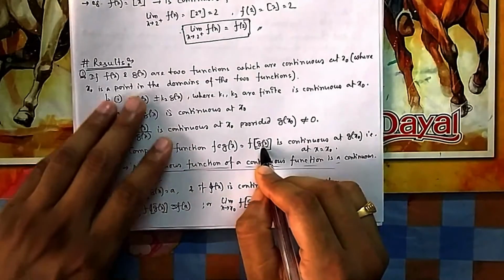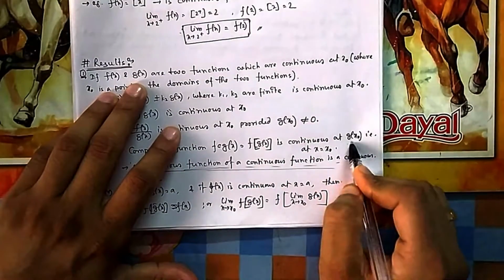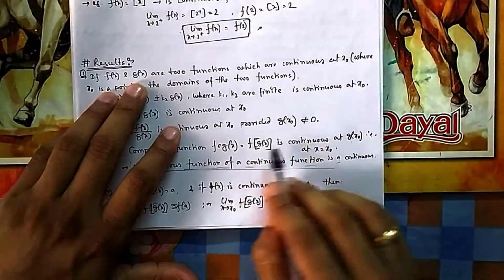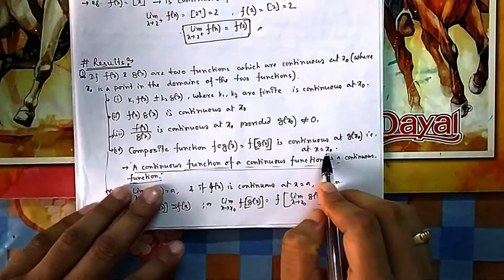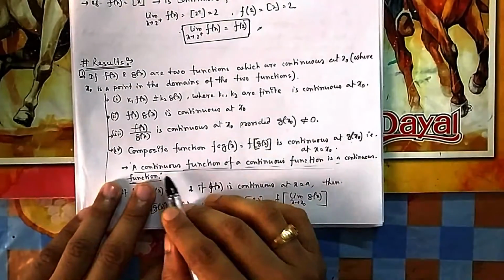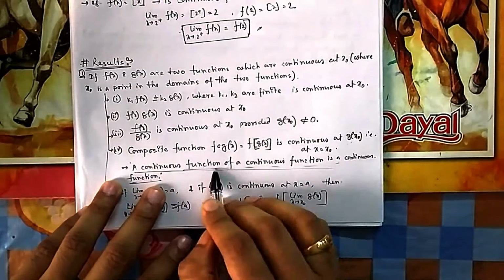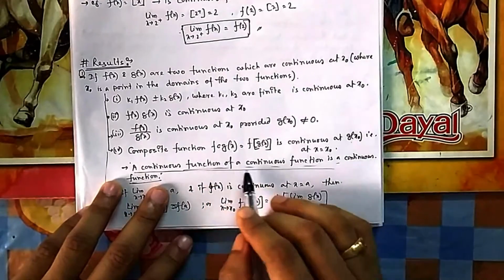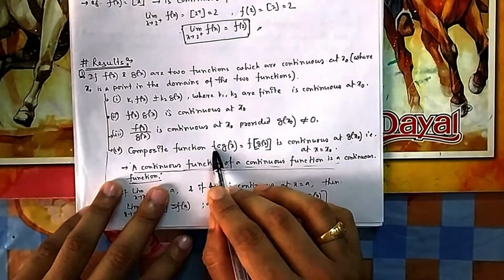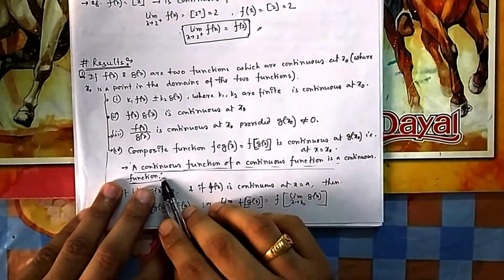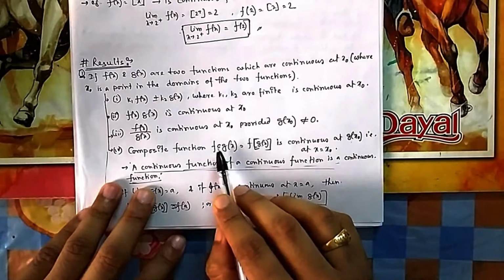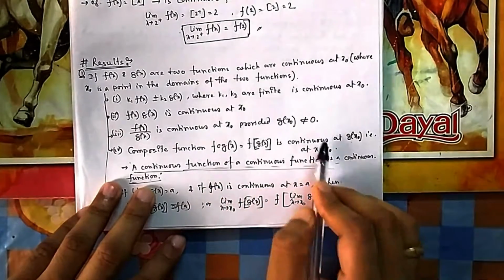So g is already continuous at x0, we have seen. If your f is also continuous at g(x0), then you will say it is continuous. That means this line is written, a beautiful line: a continuous function of a continuous function is also a continuous function. f and g both continuous, so continuous of continuous is also continuous.